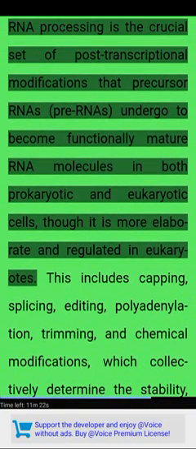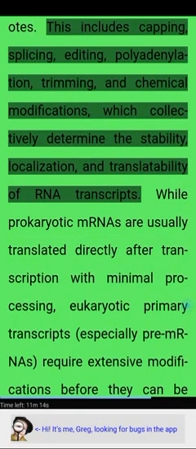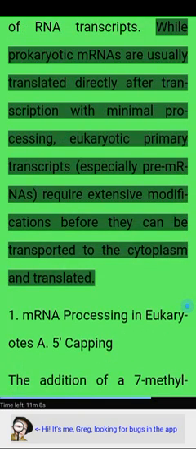RNA processing is a crucial set of post-transcriptional modifications that precursor RNAs, pre-RNAs, undergo to become functionally mature RNA molecules in both prokaryotic and eukaryotic cells, though it is more elaborate and regulated in eukaryotes. This includes capping, splicing, editing, polyadenylation, trimming, and chemical modifications, which collectively determine the stability, localization, and translatability of RNA transcripts. While prokaryotic mRNAs are usually translated directly after transcription with minimal processing, eukaryotic primary transcripts, especially pre-mRNAs, require extensive modifications before they can be transported to the cytoplasm and translated.